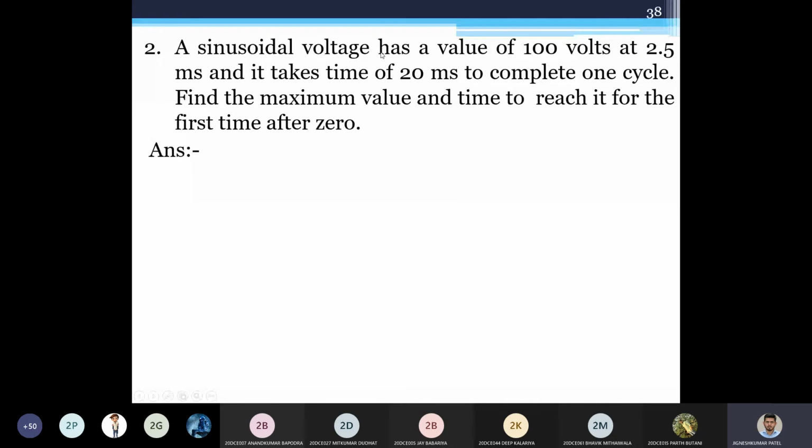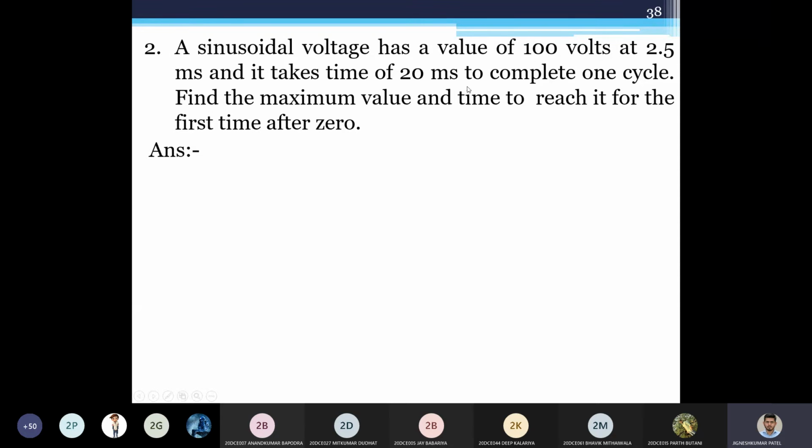A sine wave has a value of 100 volt at 2.5 millisecond. So what is given is some value at some time, 100 volt at an exact time. This is an instantaneous value.